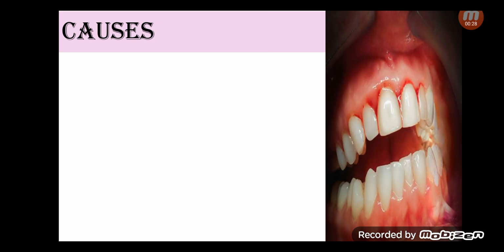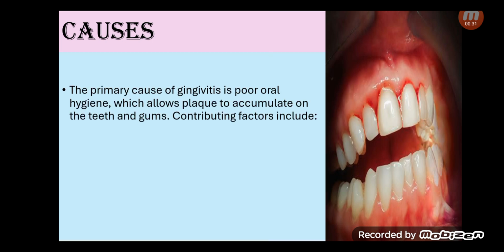Now let's talk about the causes of gingivitis. What are the causes? The first or the primary cause of gingivitis is poor oral hygiene, which allows plaque to accumulate on the teeth and gums.